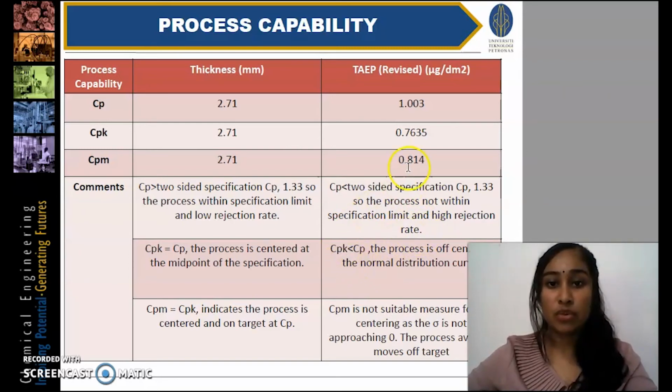The CPK value for TAEP is 0.7635, which is less than CP. This shows the process is off-center in the normal distribution curve, and the CPM value is 0.814, which is not suitable to measure for the centering as the sigma is not approaching 0 and the process average moves off the target.